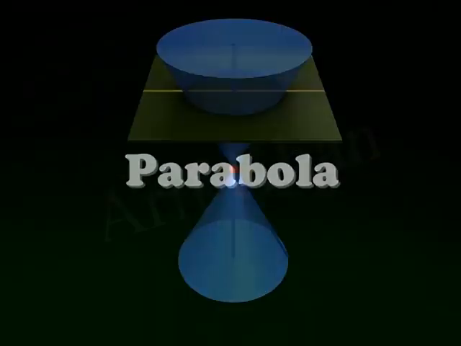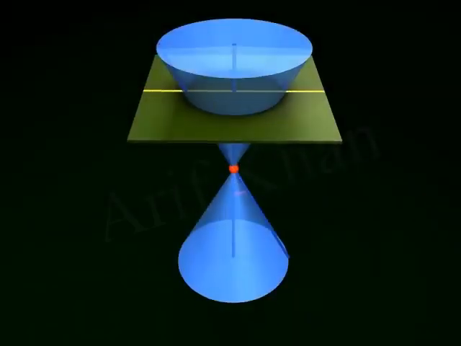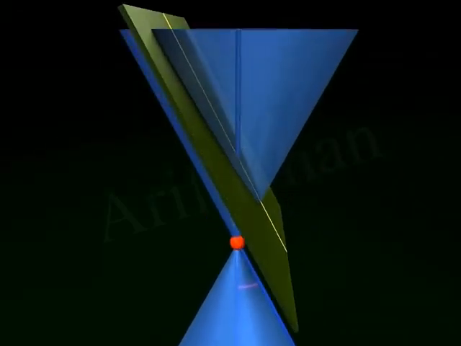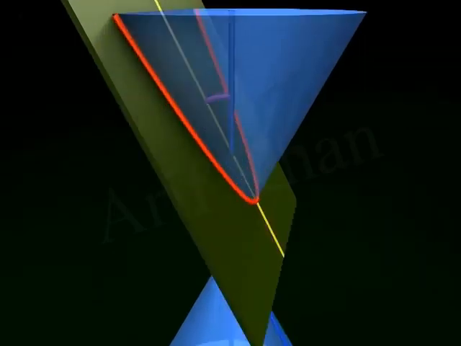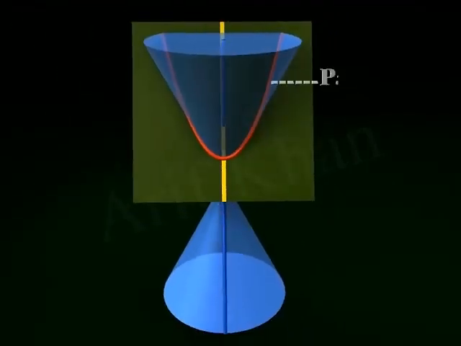Parabola. When the angle made by the plane to the vertical axis is exactly equal to the vertex angle, we get an open curve called a parabola at the intersecting surface of the cone.